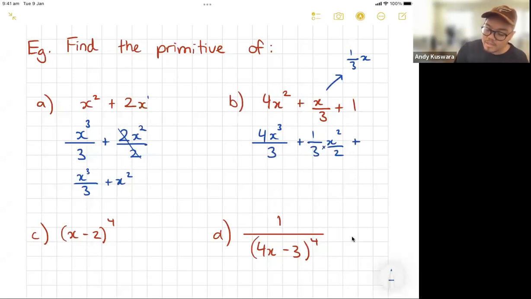And then I've got the plus, instead of plus 1, when I do the primitive of a 1, it actually now becomes x, which kind of makes sense because when I derive an x, I get 1. Okay, so cleaning this up, I get 4x cubed on 3, and then plus x squared over 3 times 2, which is 6, plus x.